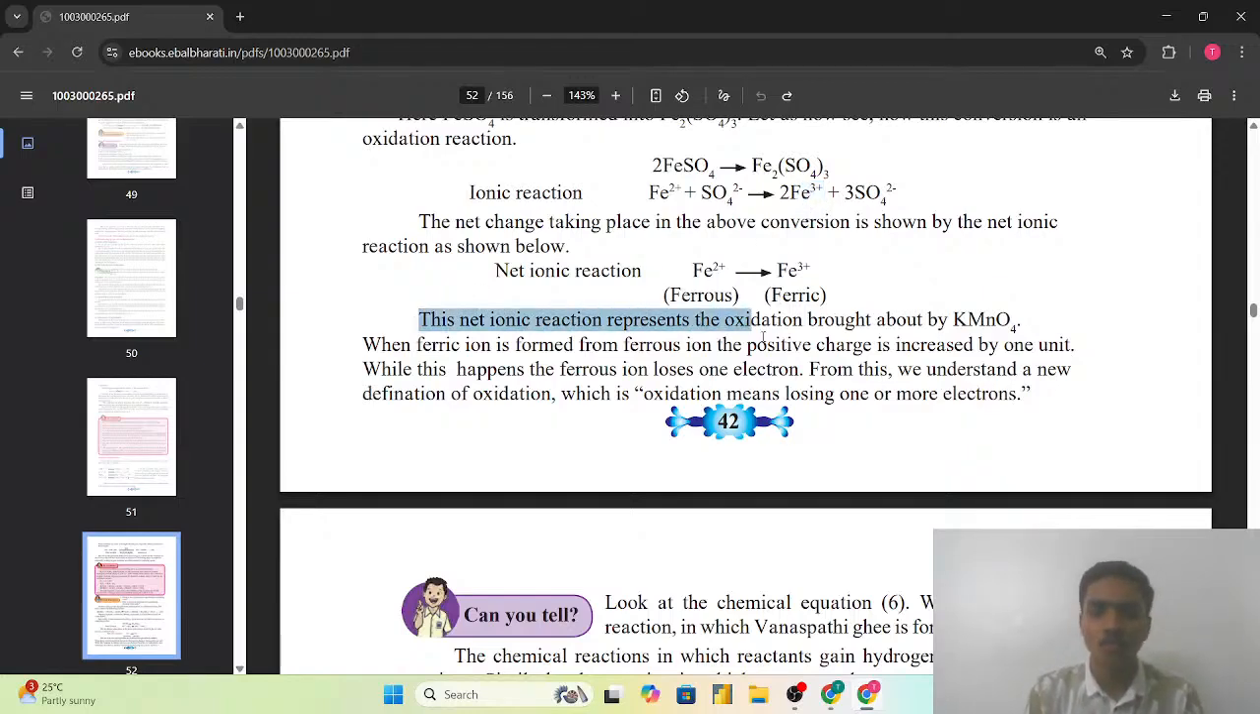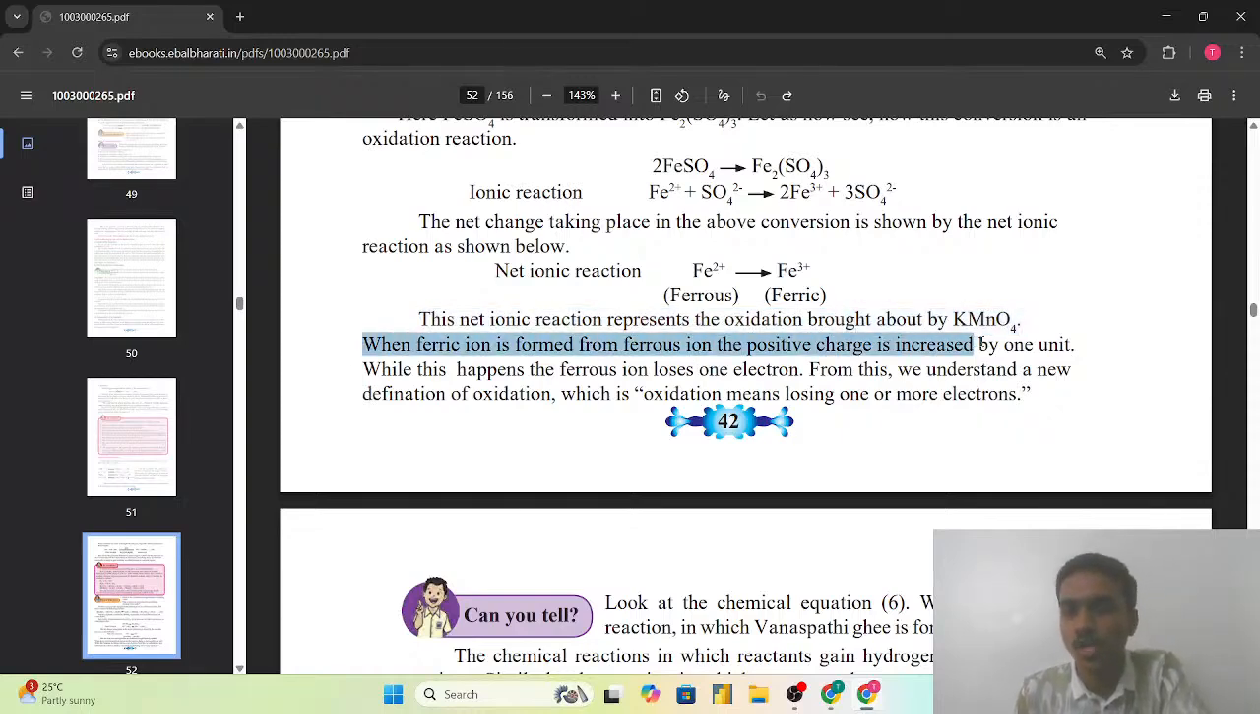So this net ionic reaction represents the oxidation brought about by KMnO4. What oxidation has happened here, that we have to see. When ferric ion is formed from the ferrous ion, the positive charge is increased by 1 unit. While this happens, the ferrous ion loses 1 electron.